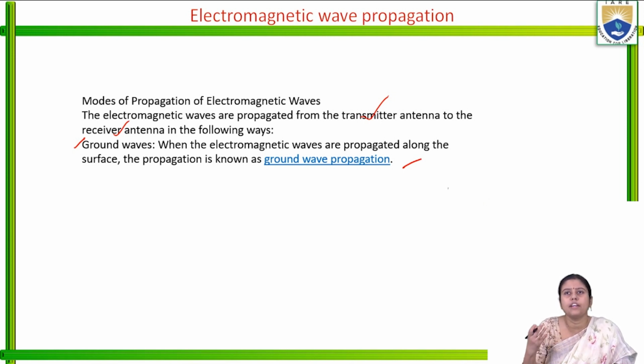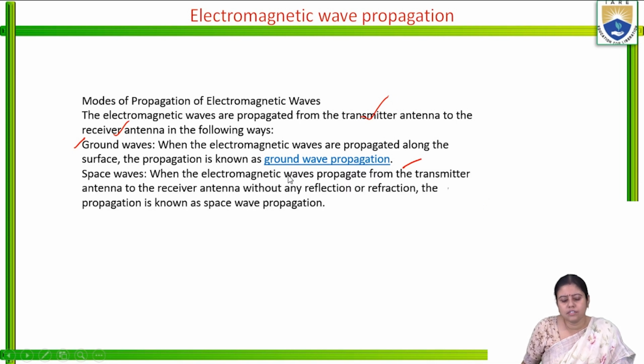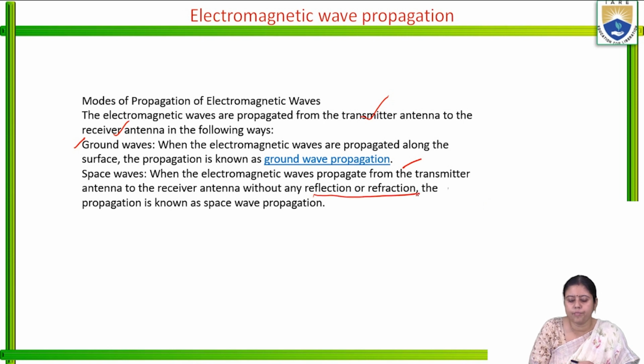When the electromagnetic waves are propagated along the surface, the propagation is known as the ground wave propagation. Next one is the space waves. When the electromagnetic waves propagate from the transmitter to the receiver antenna without any reflection and refraction, the propagation is known as the space wave propagation, in the free space.